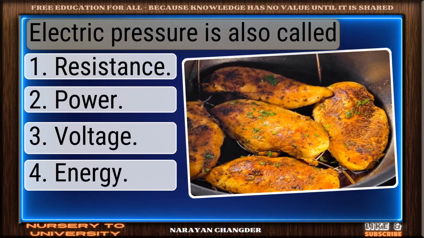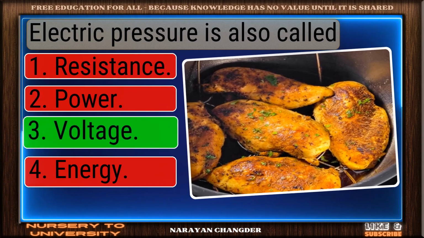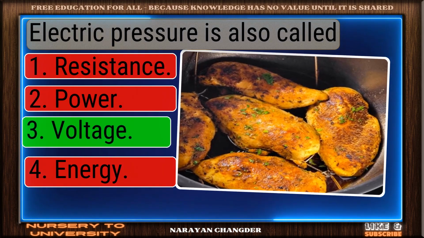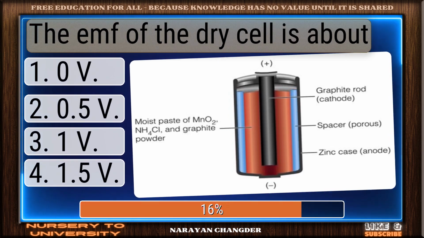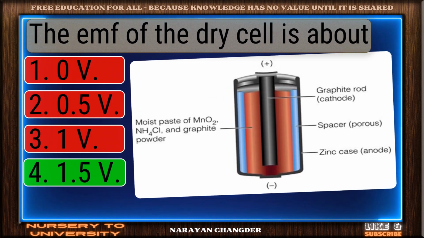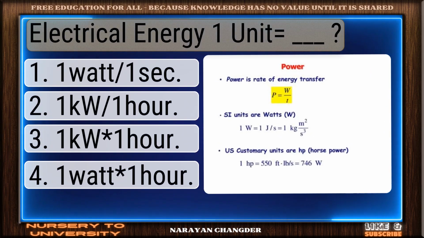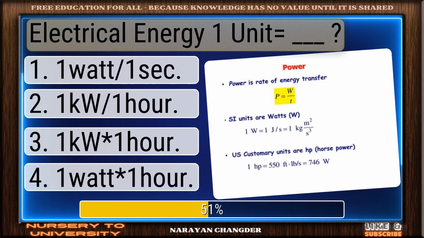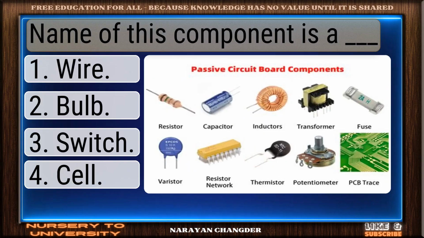Electric pressure is also called. Well picked. Voltage is the correct answer. The EMF of the dry cell is about. Correct. 1.5 V is the right answer. Electrical energy 1 unit equal to dash. Bravo, kilowatt hour is the answer.